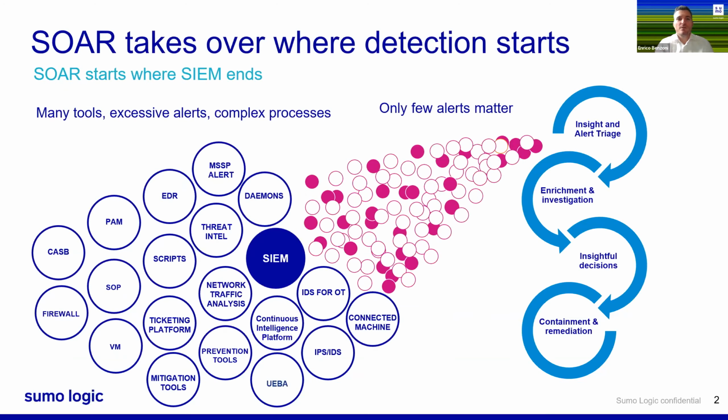Let me introduce where the SOAR starts. SOAR starts after the receiving of alerts, and the main tool that generates alerts and insights is the SIEM. After receiving the alerts, an enrichment and investigation start immediately, and here you boost the automation, because you can reach many different tools thanks to the automation, orchestrating the other tools automatically.